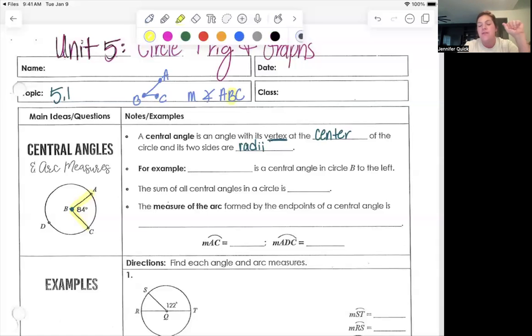Okay, so that was a 5 second math 2 lesson. So for example, the central angle in this circle B is going to be ABC, and I'm going to even put angle ABC. Now, the sum of all central angles, so if I just created a bunch of different ones, let's say I put one right there, all of the central angles adding up, because that's what sum means, the total, is the total of a circle, which is 360 degrees.